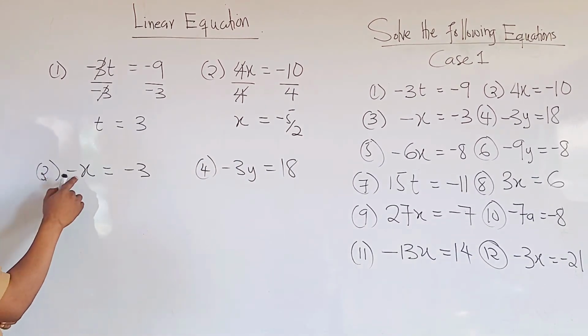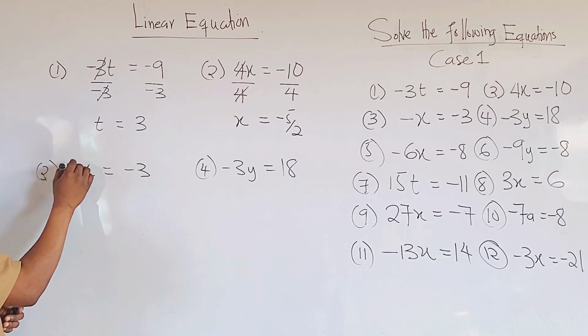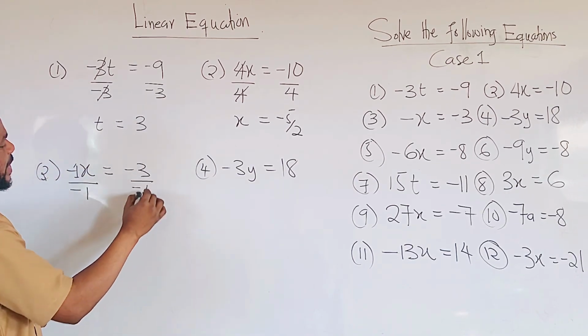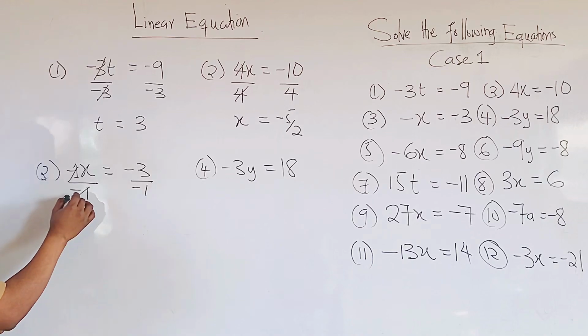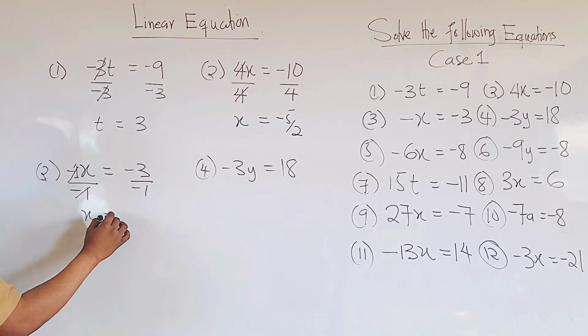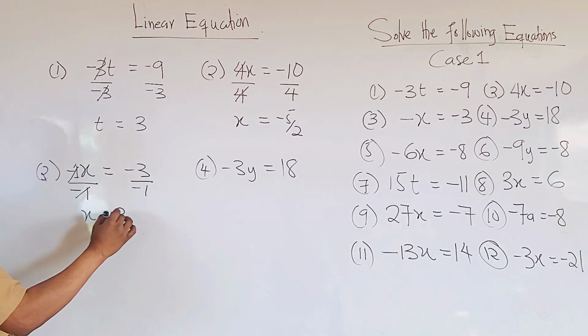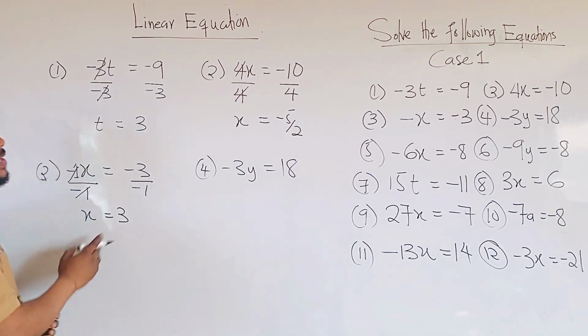Again, let us look at question number 3. All right. The coefficient of x here is -1. So we divide both sides of the equation with -1. And this will cancel this, and our x will be equal to -3 divided by -1 will give us 3. So this is how we can find x.